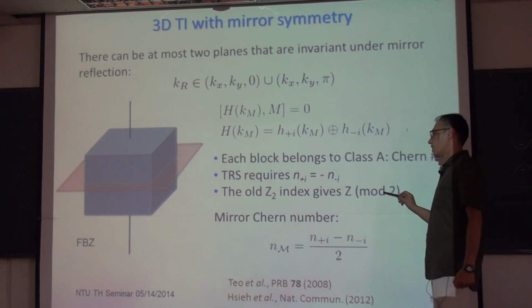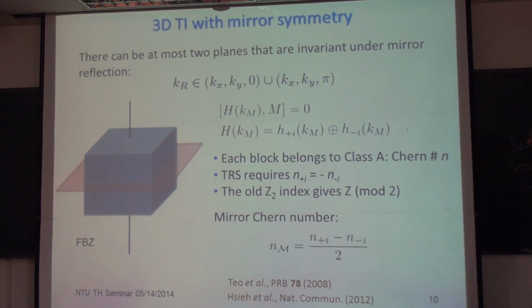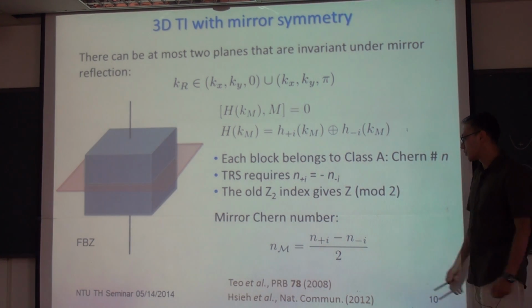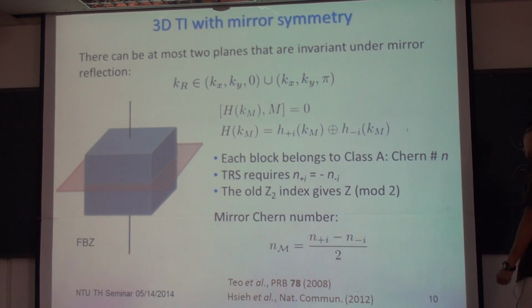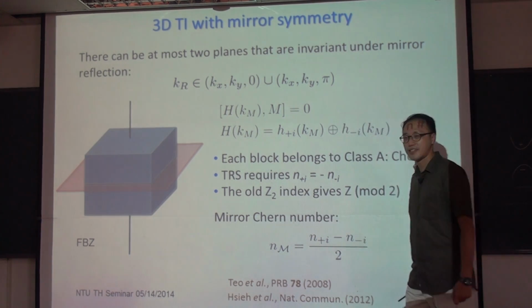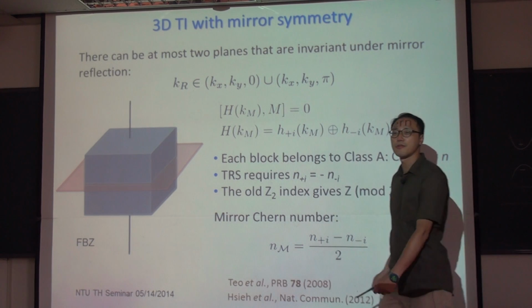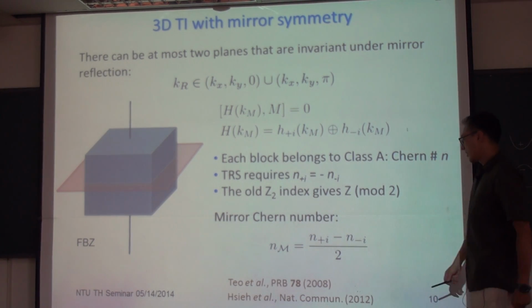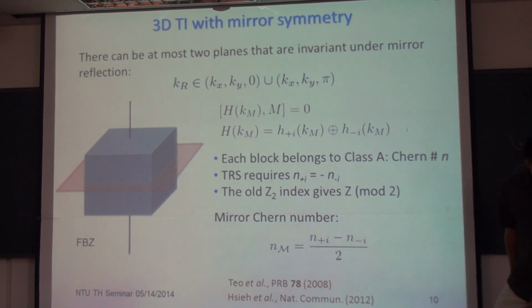And therefore, in this case, although the total chain number is still 0 because of time-reversal symmetry, you can define another new topological number, call it the mirror chain number. That's because we consider the chain number within this mirror plane. Okay, and so we can define this index. And what's the consequence if this number is non-zero?